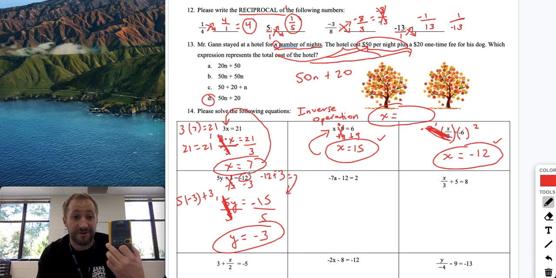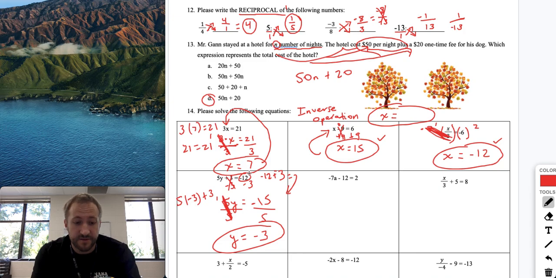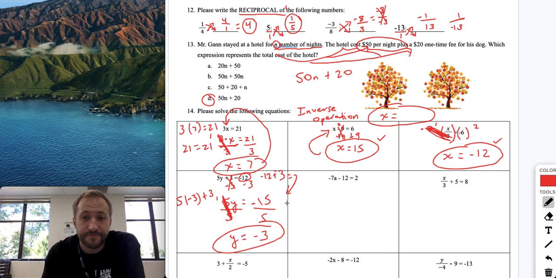Let me use my calculator to double check that. All right. 5 times negative 3 plus 3 gives me negative 12, which is exactly what I was going for. So I know I did it correctly. Let's look at this one.